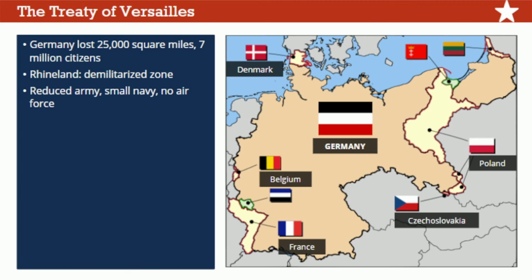Germany's army was reduced dramatically in size, and it was allowed to maintain only a small navy and no air force whatsoever. And Germany lost all its overseas territories in Africa and the South Pacific. They became mandates of the League of Nations.